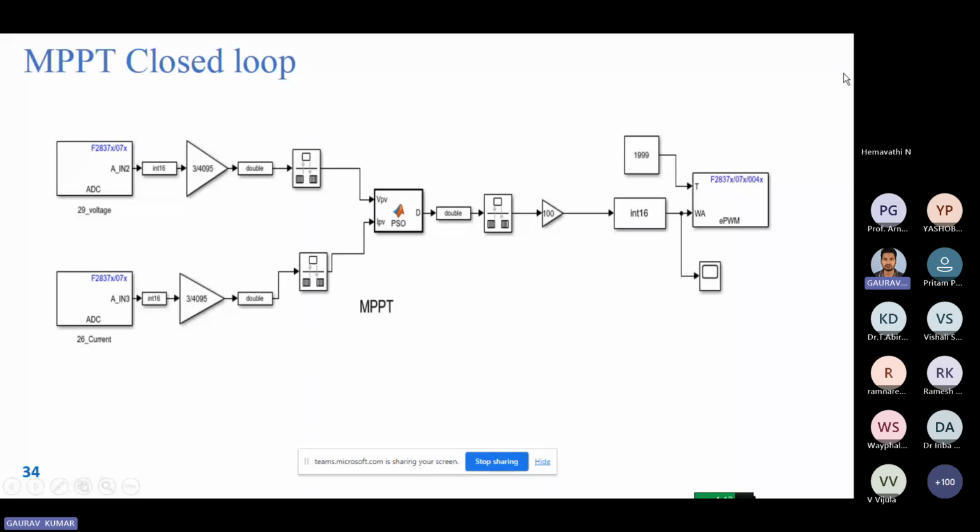Okay. So here I have used a PSO block in which coding is there, and VPV and IPV it is sensing through the ADC block. Then it will create some duty cycle, and according to that the double block is used to convert it into point and decimal values also, and some rate transition block is also used. Then it will convert into percentage value.